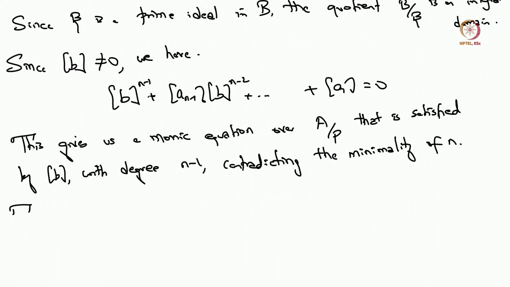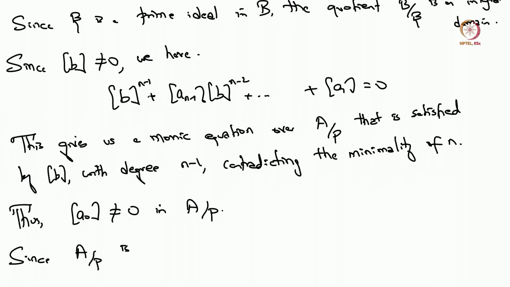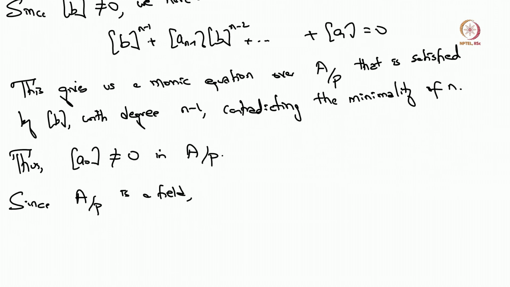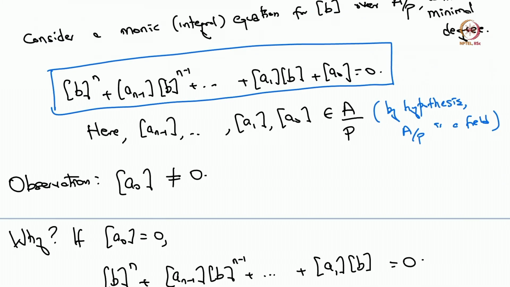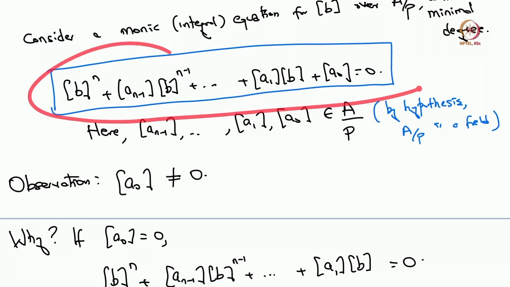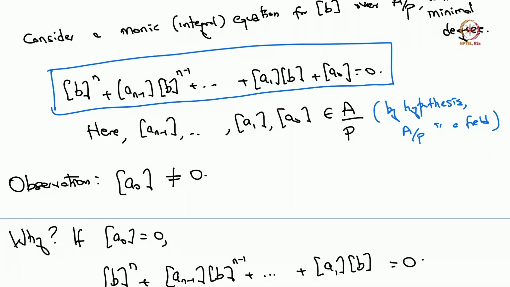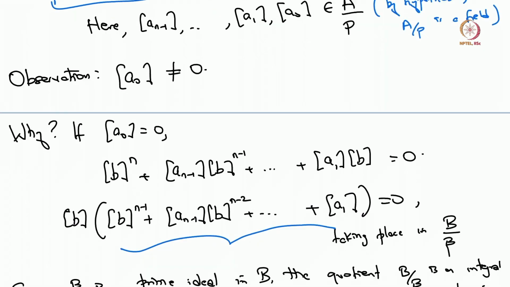So thus, the constant term is not 0 in A mod P. And since A mod P by hypothesis is a field, the inverse of bracket a naught belongs to A mod P. Okay, so once again, let's play around with this monic equation and see what we get.